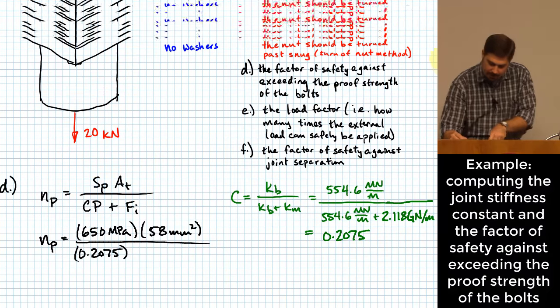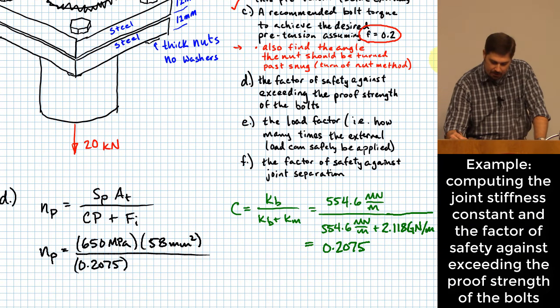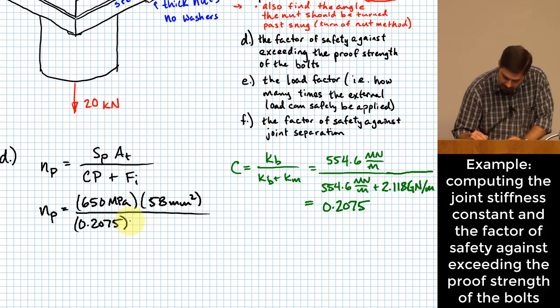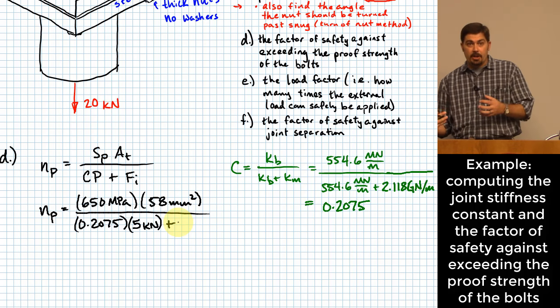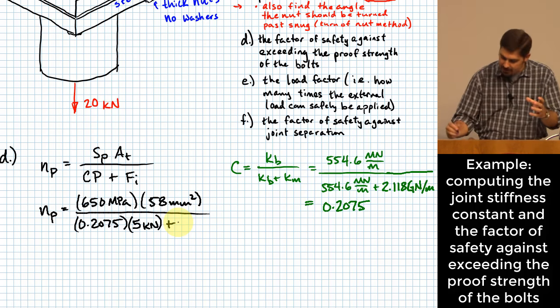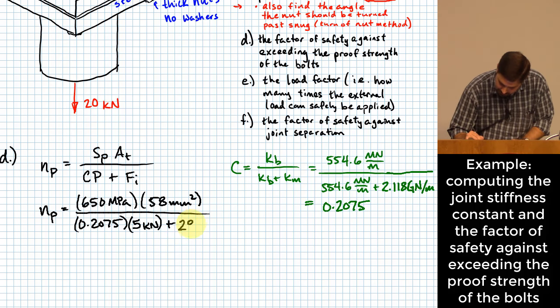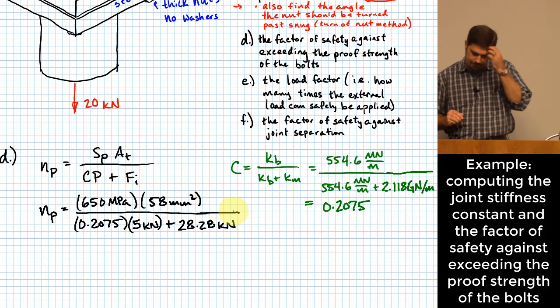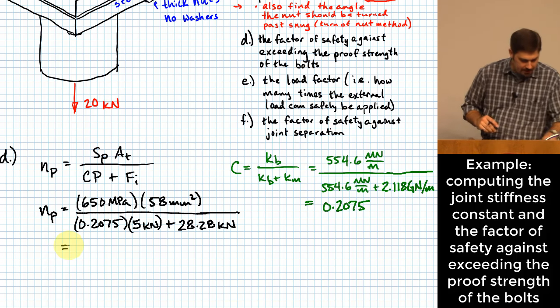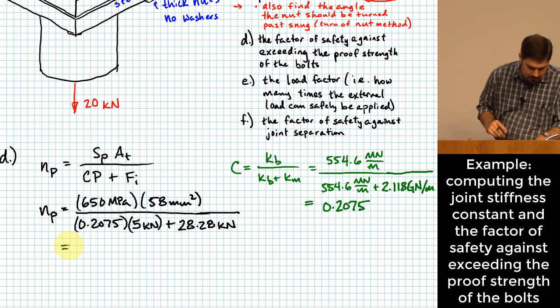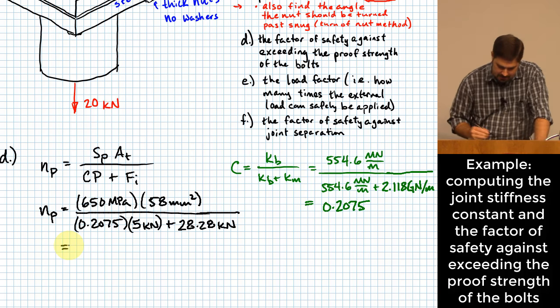P, be careful here, we're distributing our 20 kilonewton load across 4 bolts. So each bolt carries a quarter of that, which would be 5 kilonewtons. And to this, we do not do that for the preload, right? For the preload, you take whatever the preload needed to be, and you just add it right on, 28.28 kilonewtons. You compute all of this, and it ends up giving you 1.286.